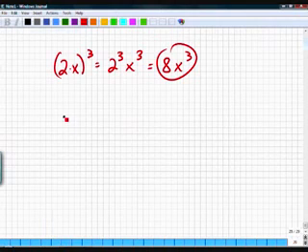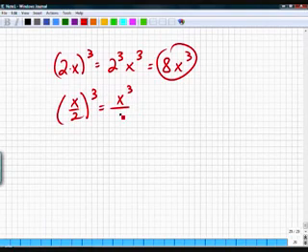Division works the same as that. If you have x over 2 to the third, that is x to the third over 2 to the third, which is x to the third over 8. So multiplication and division works the same way.